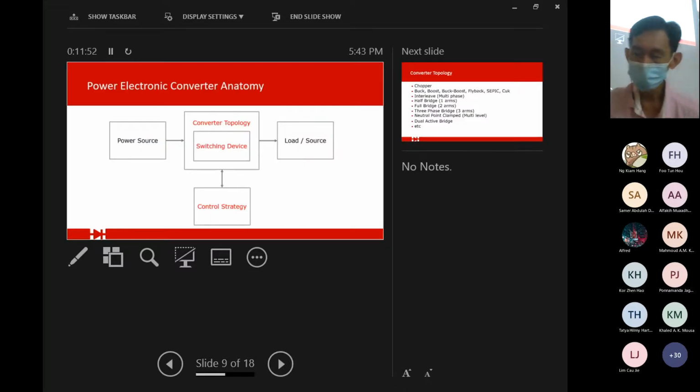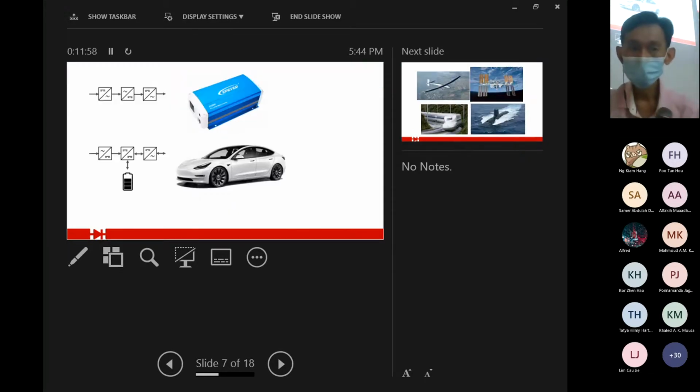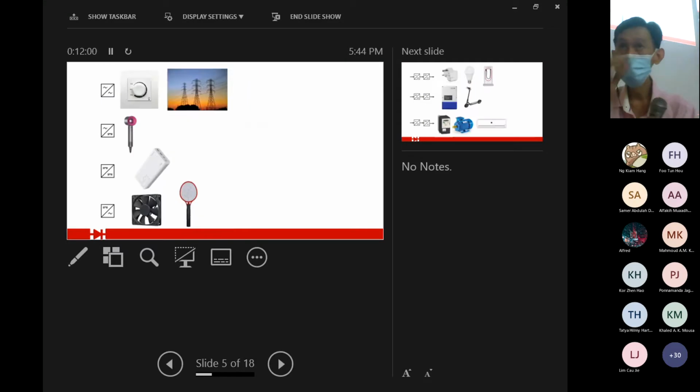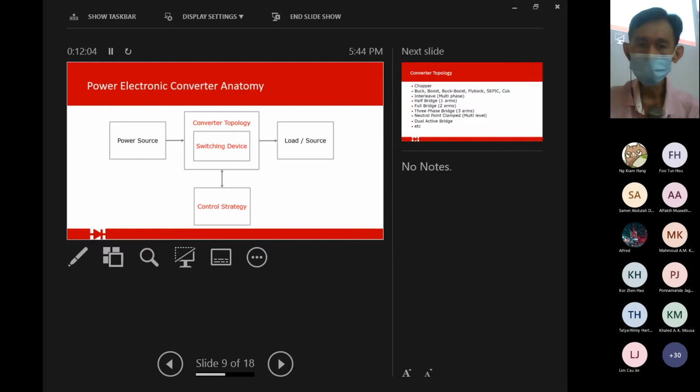Now we look at the power converter anatomy. So the blocks we just saw, all these small blocks, now we zoom in into the blocks. You will see this: power source is the input, your load is the output. Of course, your load can be a source, like when you charge a battery. It can be a source.